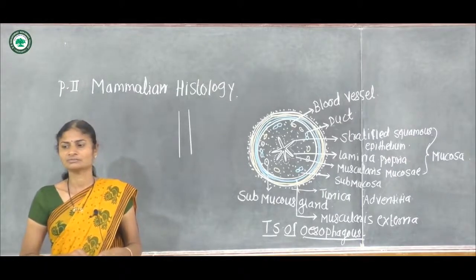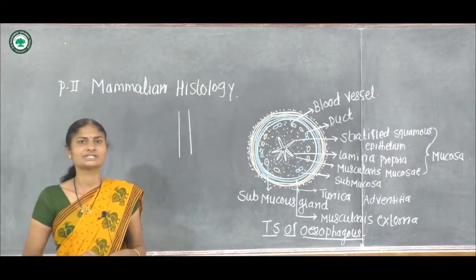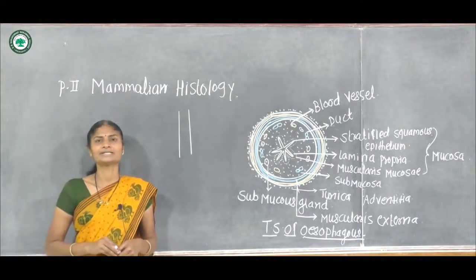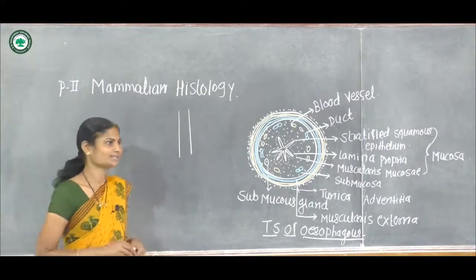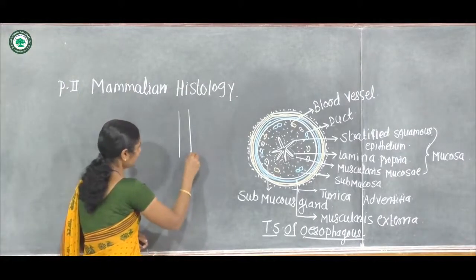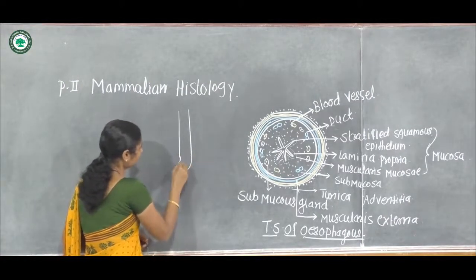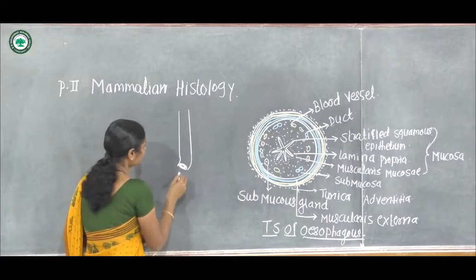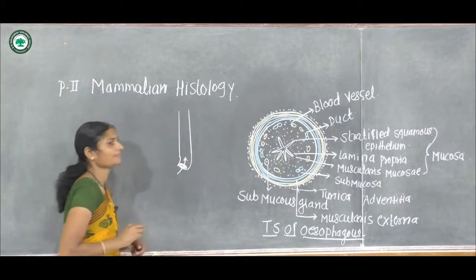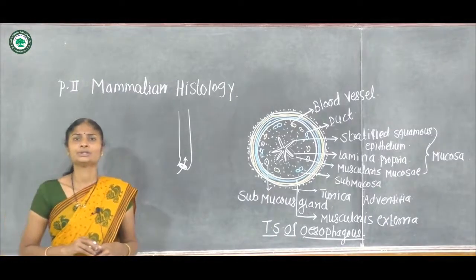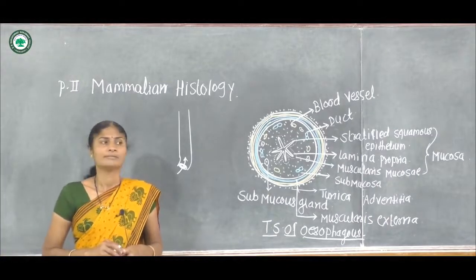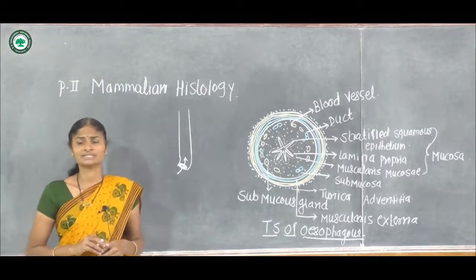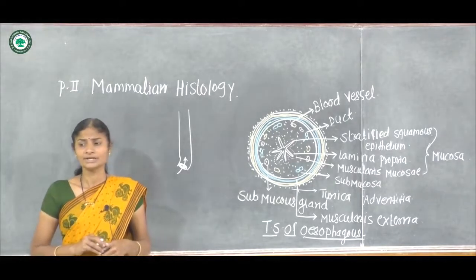At the junction with the stomach a sphincter wall is present, and this sphincter wall prevents regurgitation of food particles at the junction of stomach and esophagus. The esophagus is divided into three main regions: first, cervical esophagus; second, thoracic esophagus; and third, abdominal esophagus.